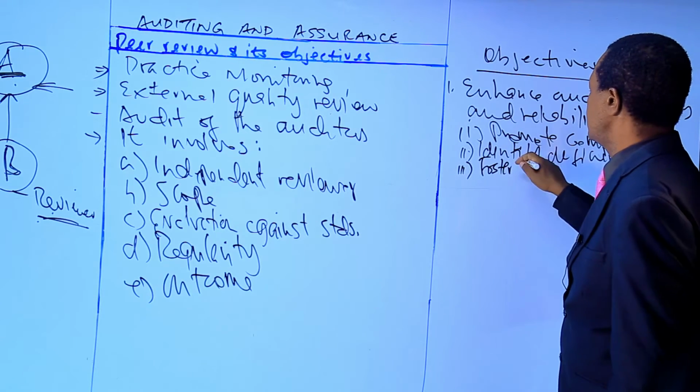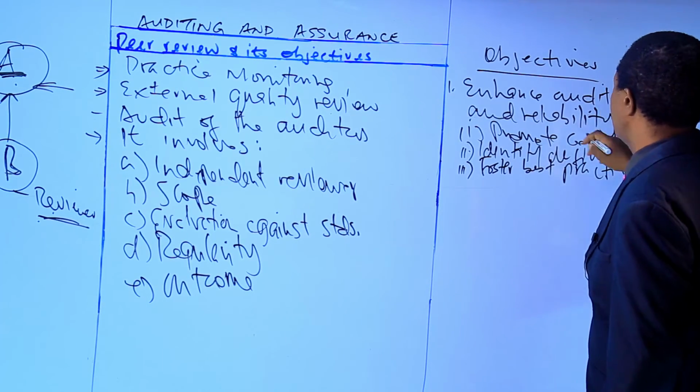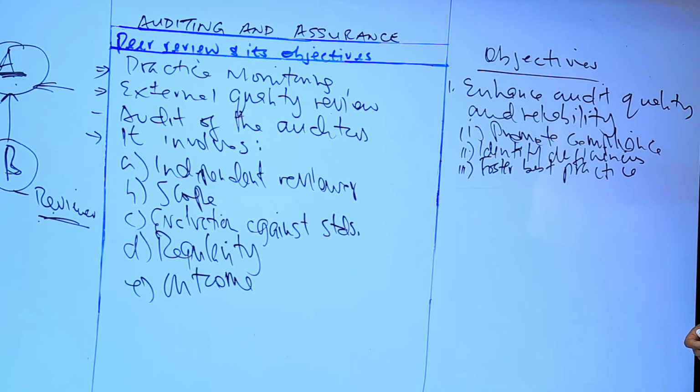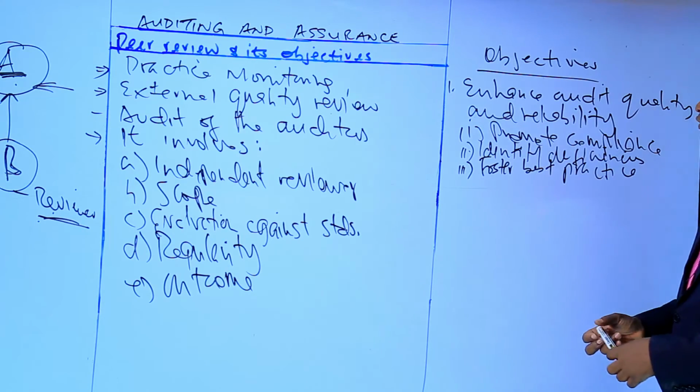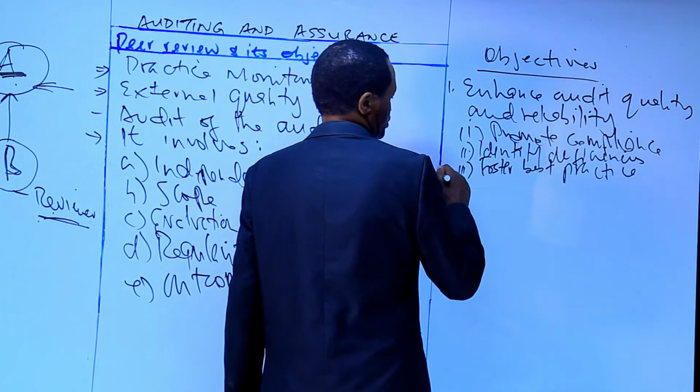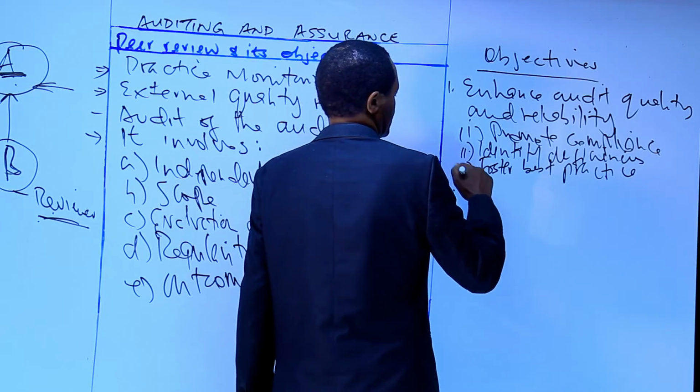Three, foster. Quality is enhanced by fostering best practice. That means to share best practices and insights among firms, which then promotes continuous improvement in audit methodologies and processes across the profession. Now, the second objective is to protect public interest.